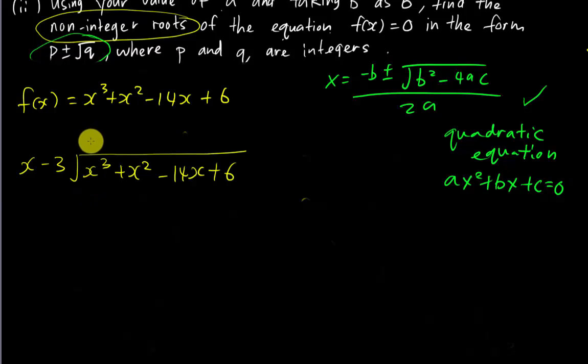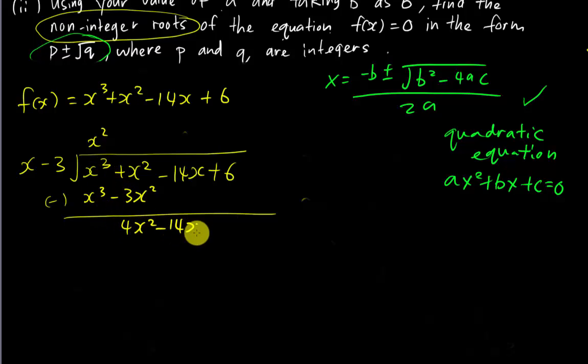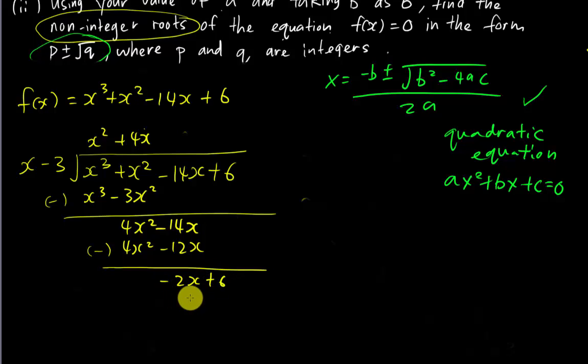Then I will do it quickly here. In order to get x cubed, I will do x squared here, so I will get x cubed minus 3x squared, and then I have an invisible minus here. This one is gone. This one will get me 4x squared minus 14x. Then in order to get 4x squared, I will plus 4x. Then I will multiply. I get 4x squared minus 12x. So this one will give me negative here. It's still left negative 2x plus 6. So in order to get negative 2x, I will do negative 2. Negative 2 multiplied by x will be negative 2x plus 6. Then my remainder is 0.